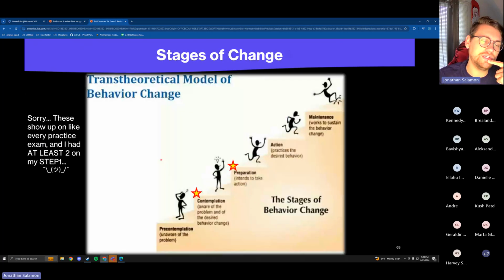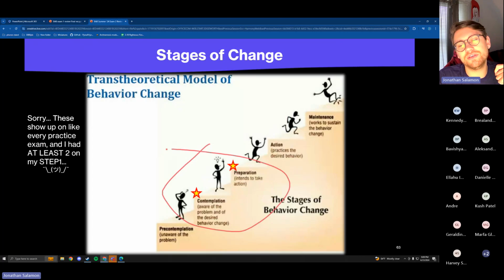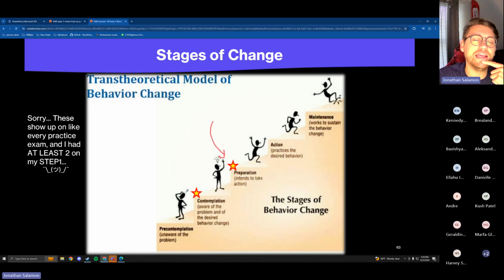Know the stages of change. Usually it's between contemplation and preparation that they want you to distinguish. For contemplation, you know there's a change, but you're not doing anything about it. You might even know that you need to do something about it, but you're not going to. Preparation, you are 100% planning on making a change. Action, you have already started making the change. Knowing you need to lose weight and getting a membership is preparation. Physically going to the gym is action.